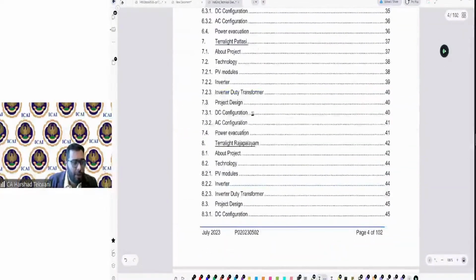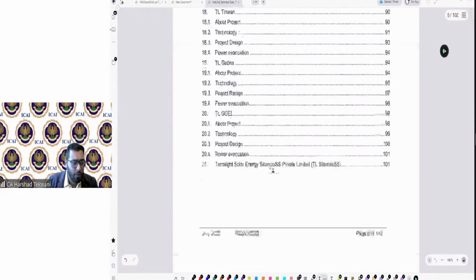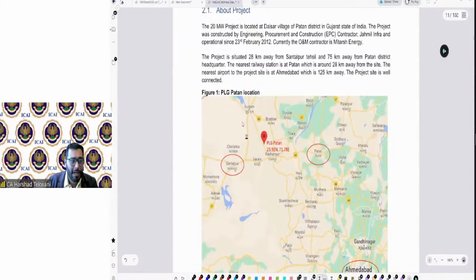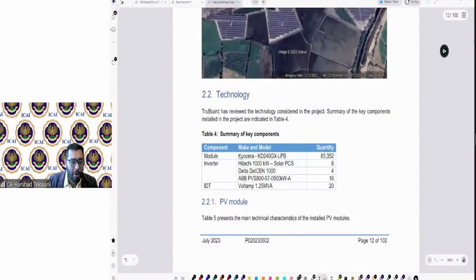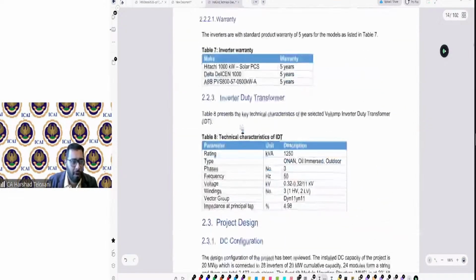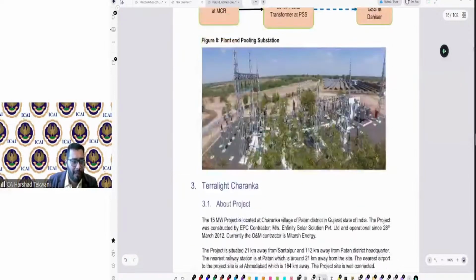And in each project, they are talking about the project technology, some infrastructure that is being used. Okay, with respect to the technology, then project design, configurations and everything. So if I just show you quickly one of the projects, see, this is how they have studied the project: where the project is located, what the particular scenario about the project is, basically everything they are providing. Okay, then they are talking about the technology, what technology has been utilized. Okay, warranty, inverter, transformers, DC configuration, AC configuration. Okay, everything they have verified.